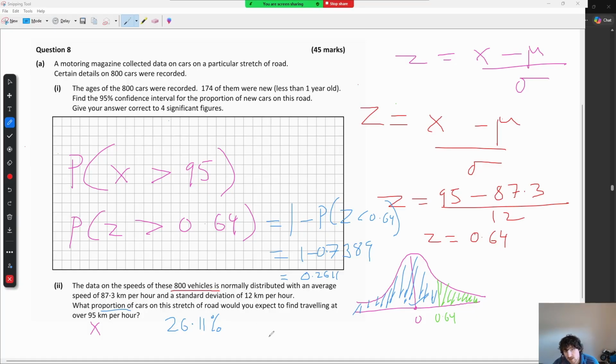But because there were only 800 vehicles, we can actually work out how many vehicles there were. So we can just go 800 multiplied by 0.2611. And we see that there'd be something like 208.88 cars. So roughly, it's about 209 cars out of the 800 cars would be traveling over that speed limit. So hopefully that makes sense to people.